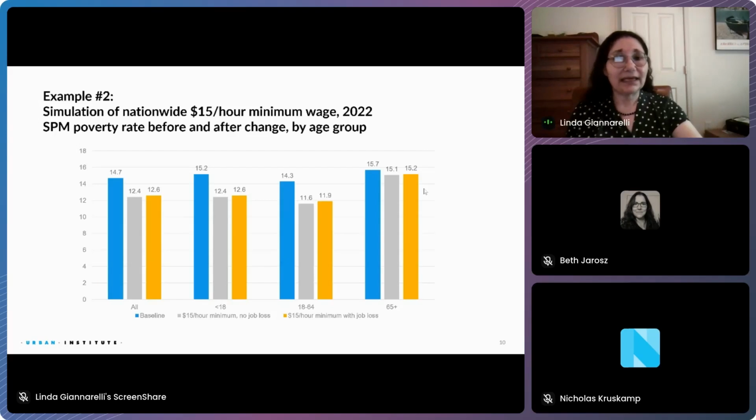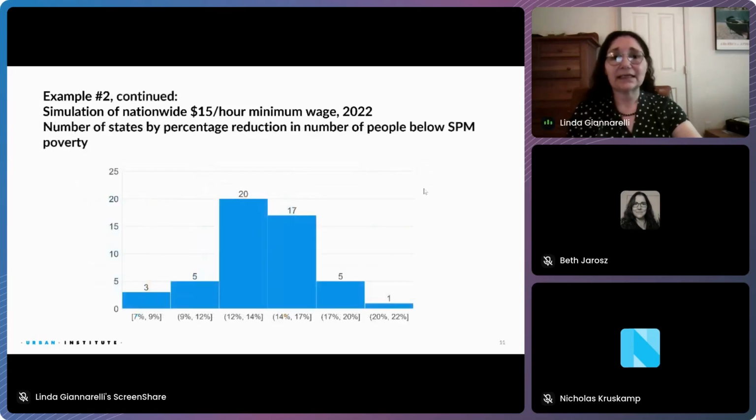Obviously, another reason is that many states by 2022 already have minimum wages at or well above the federal minimum wage. So we also looked at this by state. This is showing the percent reduction in SPM poverty. You can see that one state had a percent reduction of more than 20%, whereas 3 states had less than a 10% reduction in poverty. And this was driven largely by what their state minimum wages were in 2022.